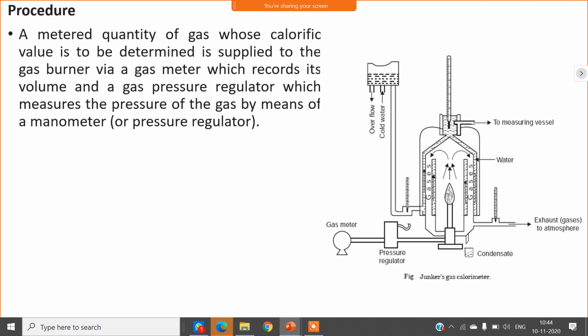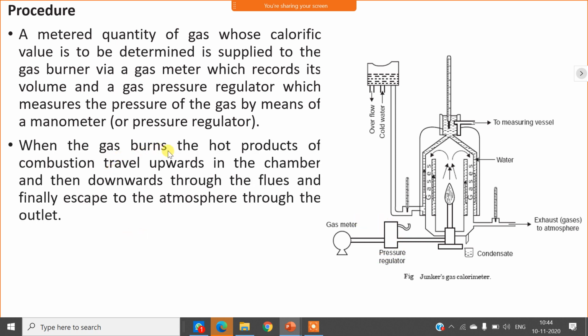Procedure. The measured quantity of gas whose calorific value is to be determined is supplied to the gas burner via the gas meter, which records its volume, and the gas pressure regulator, which measures the pressure of gas by means of a manometer. When the gas is supplied, its quantity is measured in the gas meter, and the measured quantity of gas is supplied to the burner for burning, and its pressure is measured in the pressure regulator, which also serves to maintain the pressure of the gas.